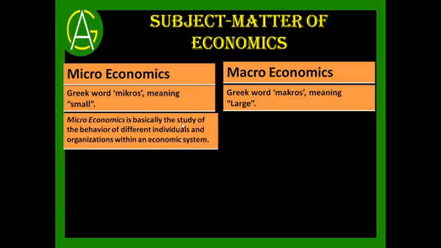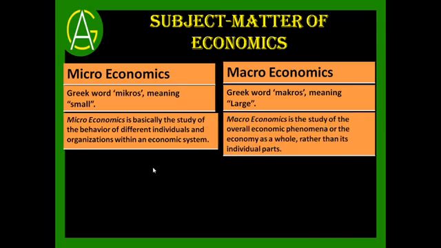Microeconomics is basically the study of the behavior of different individuals and organizations within an economic system. So out of the total economic system, when we are studying an individual or an organization, individual or organization are the small parts of the whole economic system. So when we are studying the small parts of the whole economy, it is considered as microeconomics.